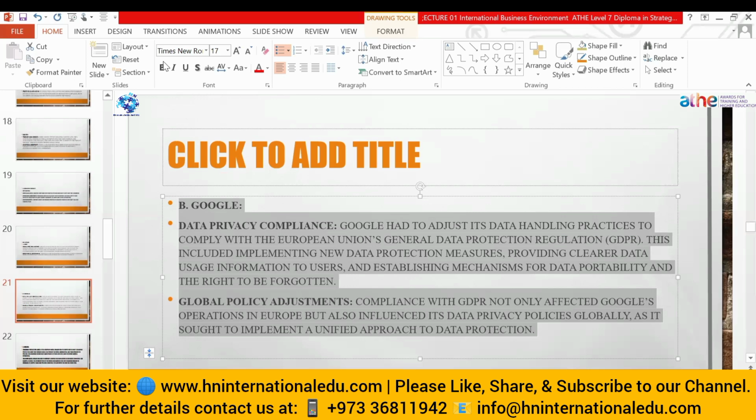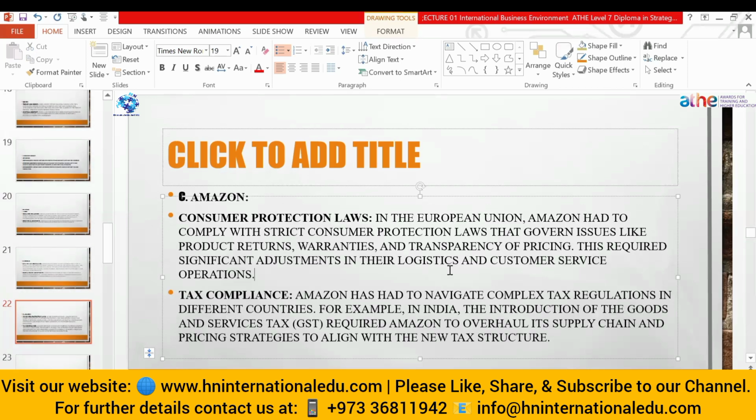Then we will be discussing consumer protection laws and tax compliance. In the European Union, Amazon had to comply with strict consumer protection laws that governed issues like product returns, warranties, and transparency of pricing. This required significant adjustments in their logistics and consumer service operations. Like when we return a parcel, we have to go through a lot of hassle. This comes under the CPL.